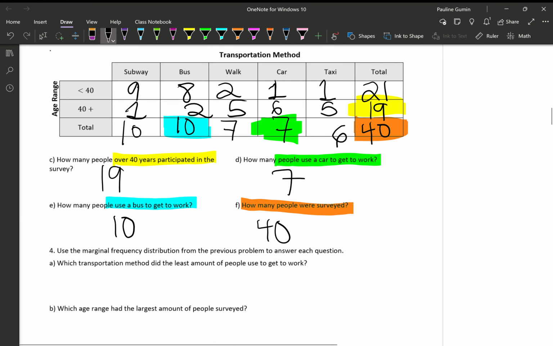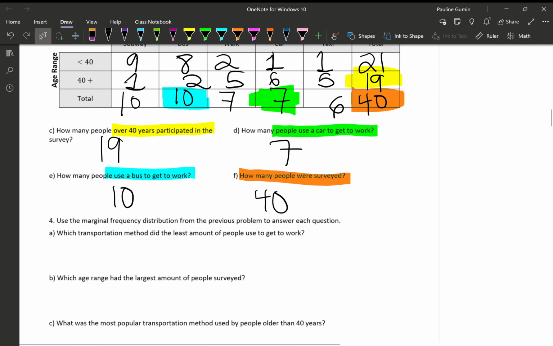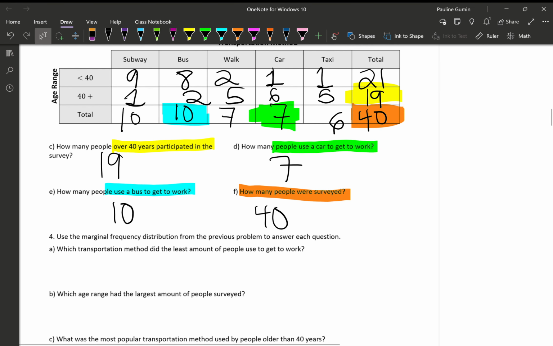For number 4, I'm going to keep us zoomed out a little bit. Can I get into letter C? I hope that this is not too bad for you to see, because I want to make sure that table's there. All right, number 4. Let's use that same marginal frequency distribution and answer these questions. Which transportation did the least amount of people use to go to work? Least. All right, so we're looking at the totals from the columns, and the smallest number, it looks like it's the taxi. So I think that kind of makes sense.